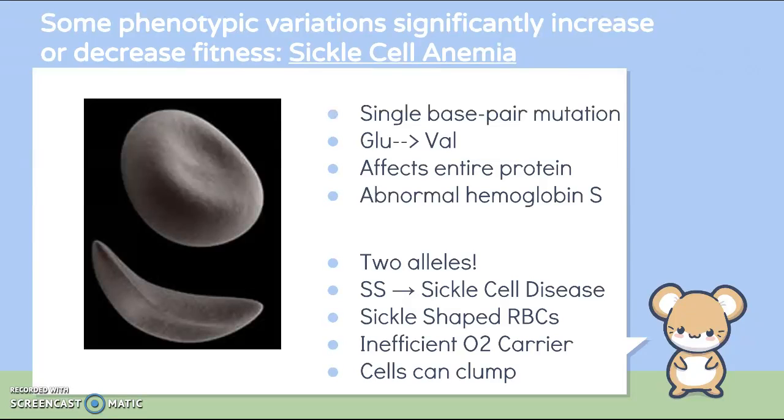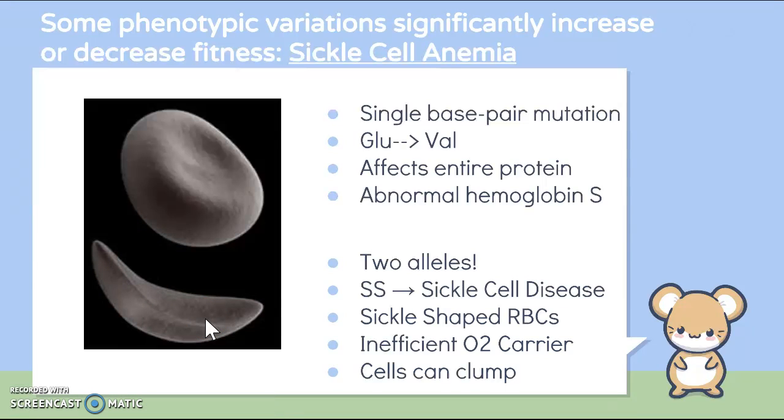All right, another example of variations that can significantly increase or decrease fitness is sickle cell anemia. Sickle cell anemia, or sickle cell disease, is caused by a single base pair mutation. It's changing one amino acid to another amino acid, but it's going to affect the entire protein. We're going to get this abnormal hemoglobin protein, abnormal hemoglobin S, which is actually going to affect the shape of the red blood cell entirely.